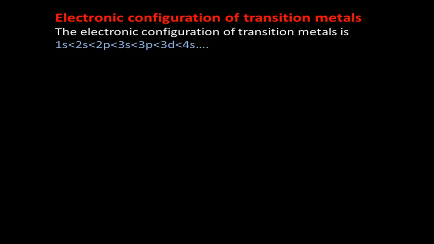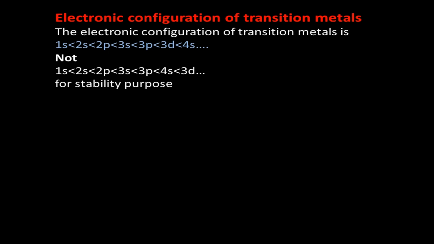Electronic configuration of transition metals. The electronic configuration of transition metals is given as 1s, 2s, 2p, 3s, 3p, 3d, 4s. Not as the usual one: 1s, 2s, 2p, 3s, 3p, 4s, 3d. And the reason is for stability purpose. If you observe, the 3d comes before the 4s, and this particular chain is peculiar to the transition metals.